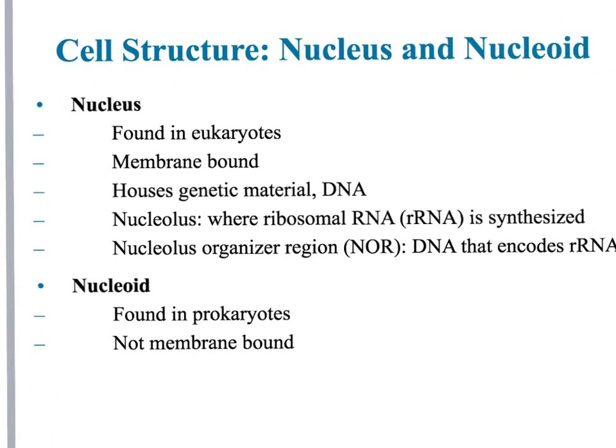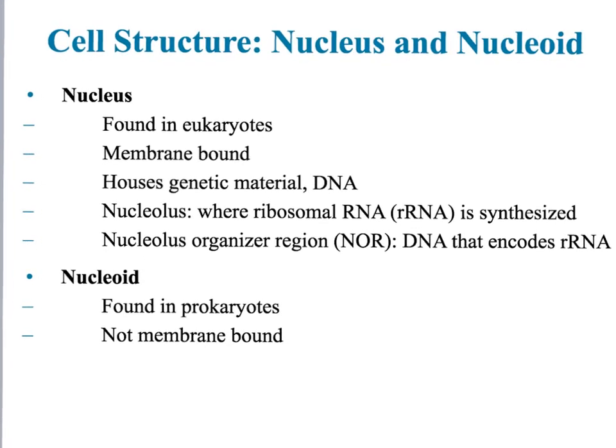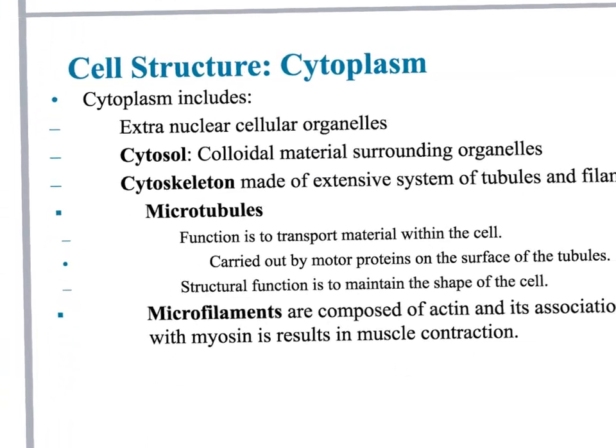So the nucleus is found in eukaryotes, and it's membrane bound. We saw that wrapper around it. And it houses, the nucleus is where all your DNA is located. The nucleolus is further buried inside, or like the center of the nucleus, where the ribosomal RNA is synthesized. And the nucleolus also has an organizer region where the DNA encodes the ribosomal RNA. And then the nucleoid is in prokaryotes, and it's not membrane bound. We're not going to go into a lot of detail on prokaryotes. We're just going to focus on the eukaryotic cell.